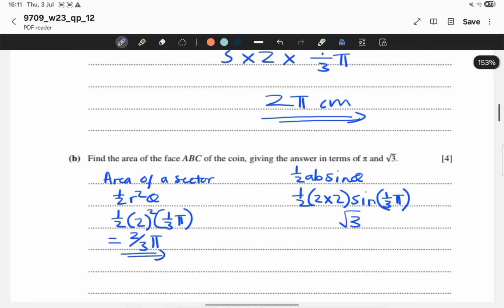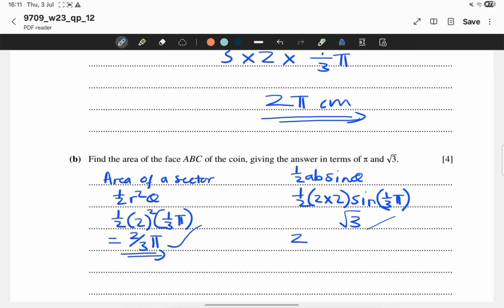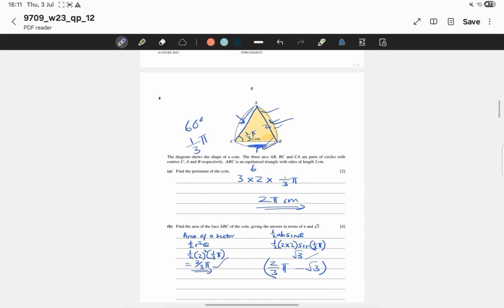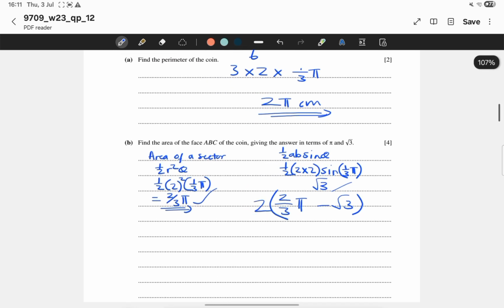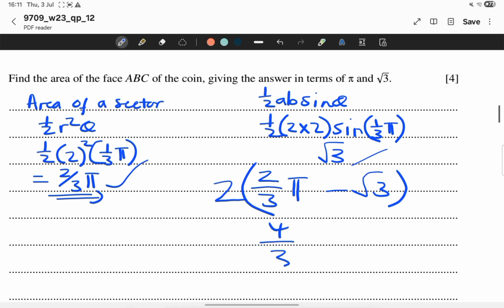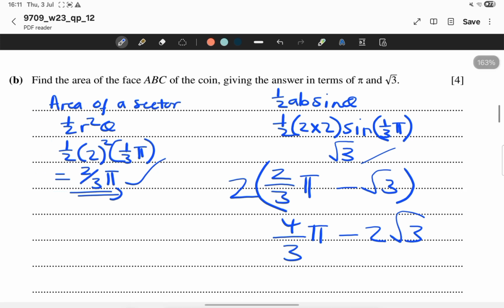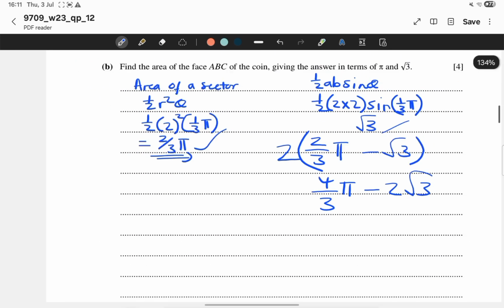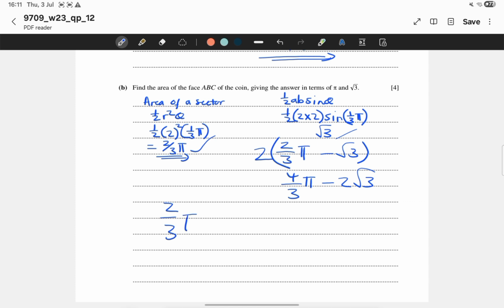So for the area of this part, we are going to say this minus that, so it's 2/3 pi minus √3, and we need that for these two unshaded parts, so we're going to multiply it by 2. So this is going to be 4/3 pi minus 2√3. That's the area of these two unshaded parts. So we're going to add that to the area of the whole shaded thing. So that will be 2/3 pi plus 4/3 pi minus 2√3.